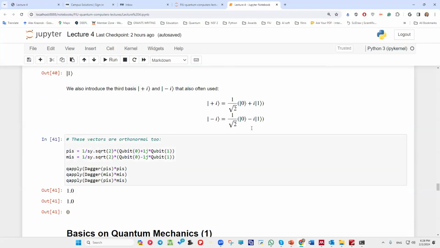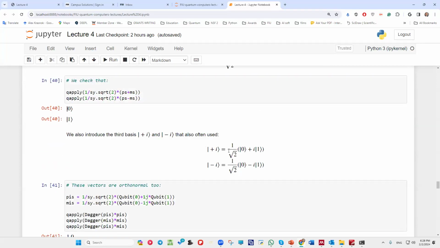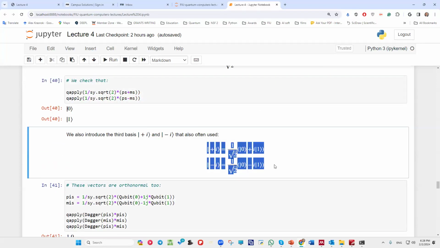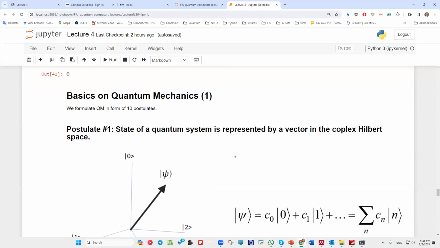Yeah, so we concluded with introducing yet another one, the third eigenbasis, with states plus i and minus i. This is the most important thing, I believe, by this point. And this concept of eigenmodes and eigenvectors is very generic.